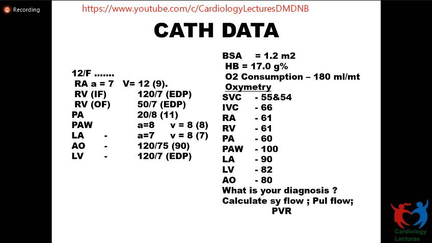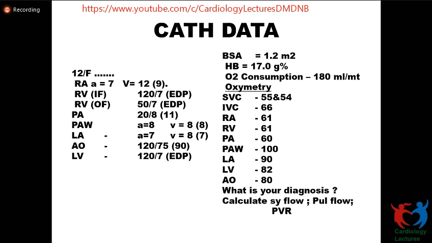So you interpret it. How do you calculate the mixed venous oxygen saturation? Mixed venous oxygen saturation we calculate by 3 SVC plus IVC divided by 4, sir. Okay. How do you calculate that? We have to take the SVC saturation, then 3 times the SVC saturation plus IVC, that is 55 plus 55 plus 55 plus 66 divided by 4.